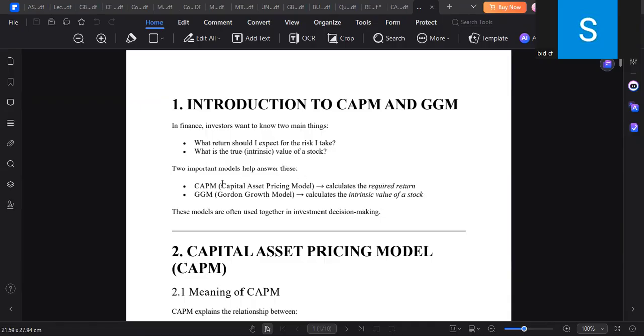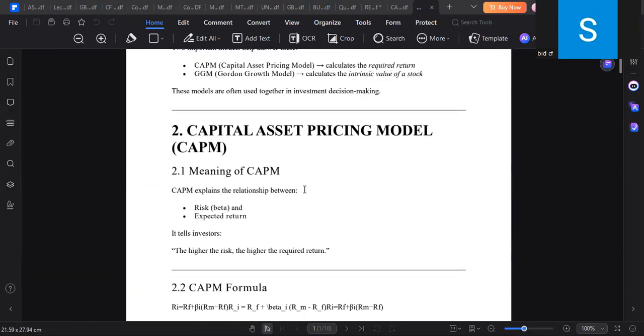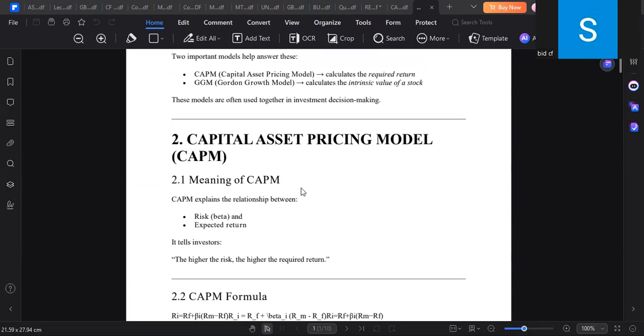There's what is called the CAPM model, which is the Capital Asset Pricing Model, which helps us to calculate the required return. And we also have what we call the Gordon growth model, which helps us to calculate what we call the intrinsic value of a stock. So these models are actually used together in investment decision making. So let's start with the Capital Asset Pricing Model.